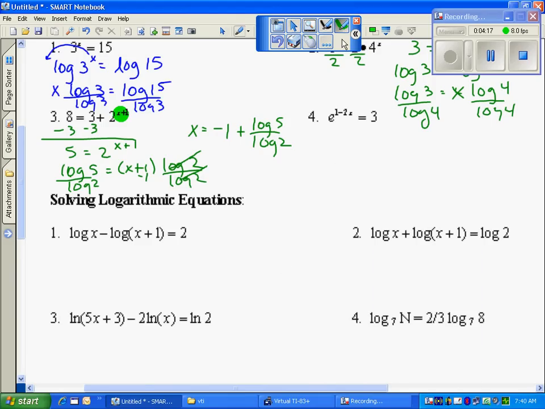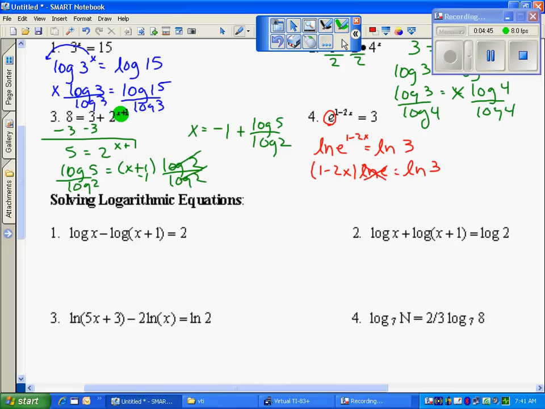Okay, number 4, this base is an e. So I'm going to use a different kind of log on this. I'm going to use the natural log. Natural log of 3. Why would I use a natural log? Well, when you have a base, you want the log to match that, so they undo because they're opposites. So 1 minus 2x, natural log of e equals natural log of 3. From our properties, the natural log of e is 1.